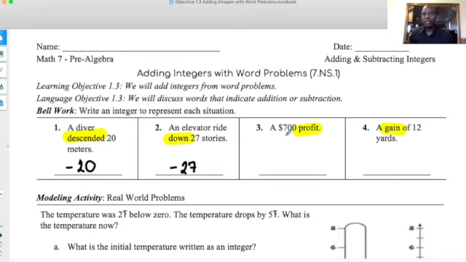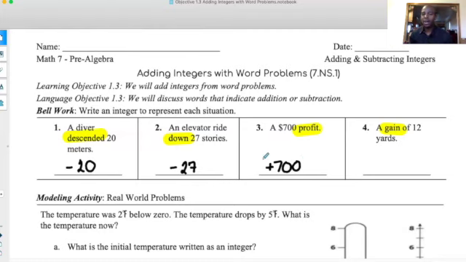A $700 profit. Profit is indicating gain or it's indicating addition. It's indicating you increased, right, by a certain amount. And those other words I use are the operation addition. Right, so in this case, we would write positive 700. Now, normally when you write integers, you don't need to write the positive symbol. You just make sure you don't write a negative.